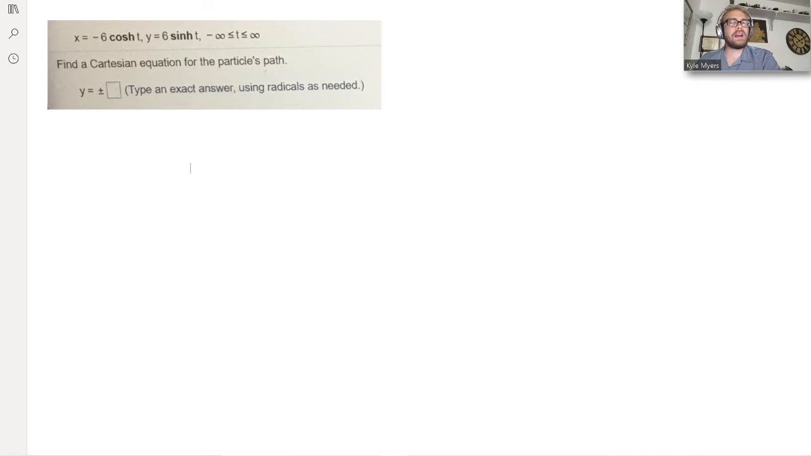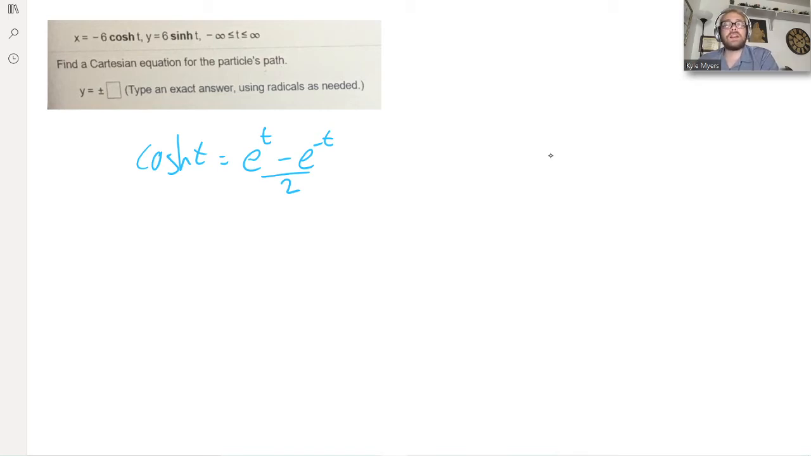But on this one, we're not really going to be able to do that, because cosine hyperbolic of t would be equal to e to the t power plus e to the negative t power over 2. Well, that's not going to be that easy to solve for t. We could also try to write it as e to the t minus e to the negative t for sine hyperbolic.